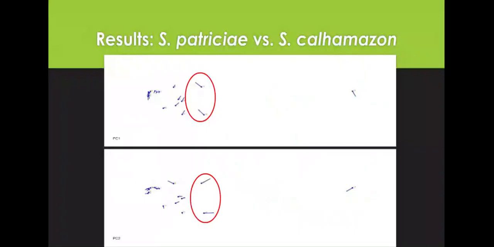We ran the same test on Patriciae and Kalamazon's data, and we got similar results, except there is less significance for the variance in length. More of the significance lies in the variance for depth, and that is a very significant morphological difference for both pairs of sister species. That's what we concluded from that information.